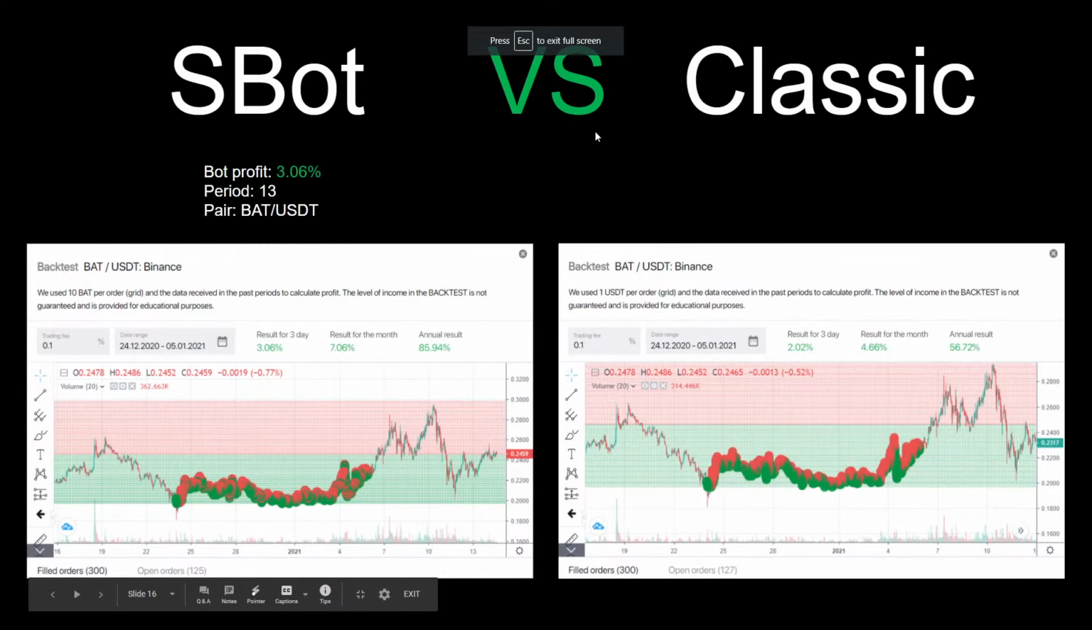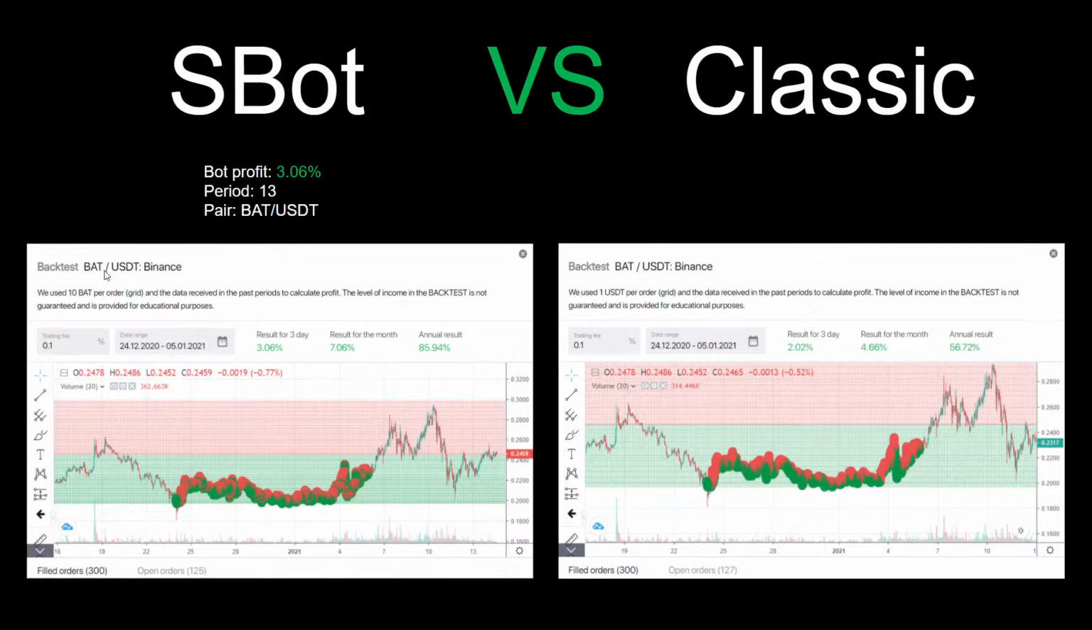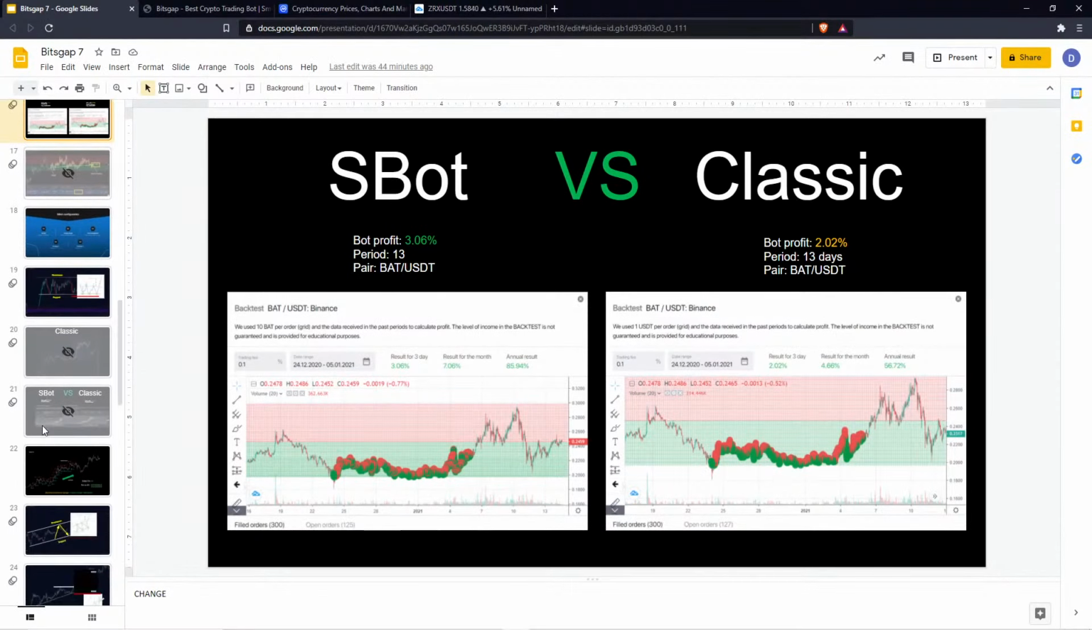So here's the example actually for you. You see, that's the sideways phase, and that was Basic Attention Token trading to USDT. And that's the result for the SBot. It was 3% for the period of 13 days. And the same period, the same date range, the same market phase, but with the classic bot. In this case, only 2%. So clearly what we see here is that on the sideways formation, SBot outstrips the classic bot.